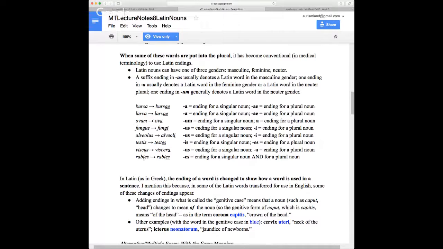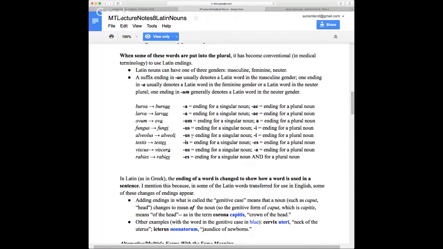these are actually third declension nouns. Testis, the singular is is, the plural is testes with an es. Viscus, well, the plural is viscera, intestine and testes. And again, for some words in the fifth declension in Latin, like rabies, the plural and the singular are the same.